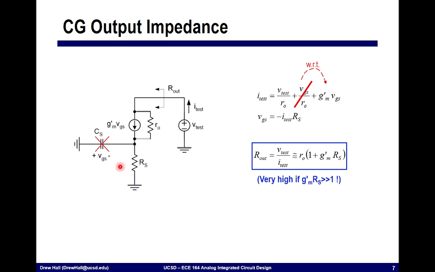That is the current that we're flowing in up here. It can only go all the way through down here. It has to split, and it splits between this transconductor and this output impedance. It has to come together at this node RS. Okay, and it comes through here. So we know this node voltage VGS is simply minus I test times RS. So we can put this together and write that the output impedance R out is equal to V test divided by I test, which is r0, our output impedance, times 1 plus gm RS.